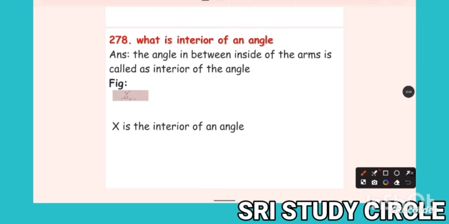What is the interior of an angle? The region in between, inside the arms, is called the interior of the angle. Suppose this point is in the interior of the angle. Here, X.